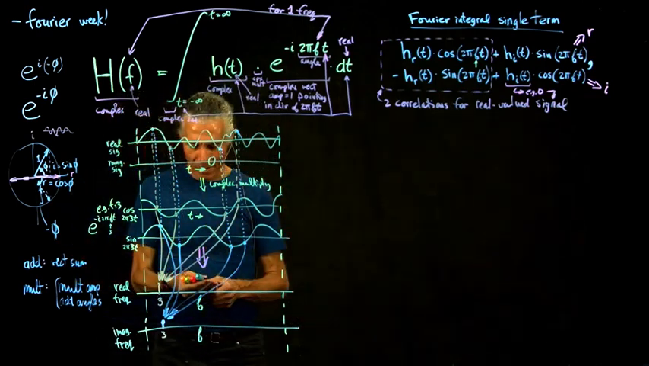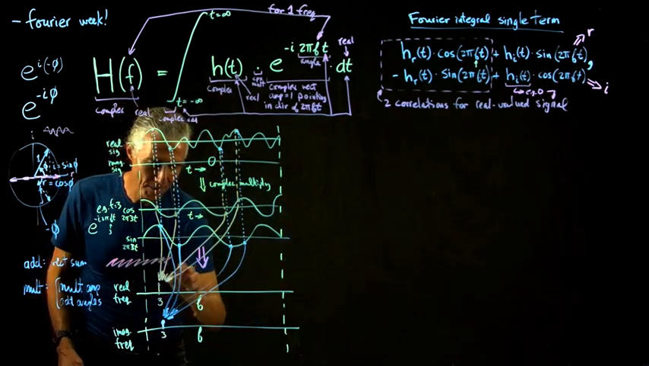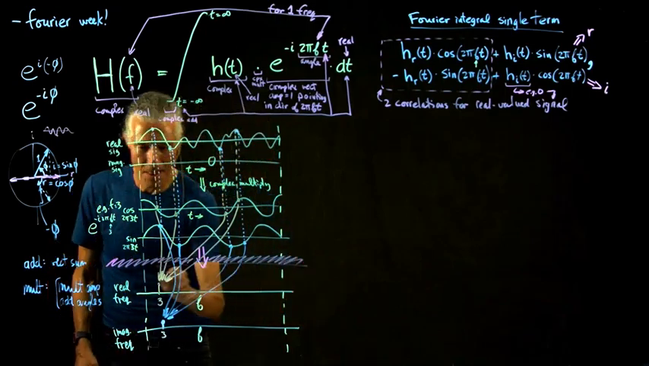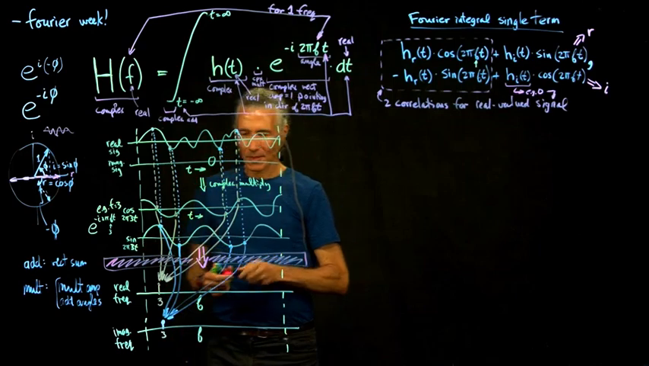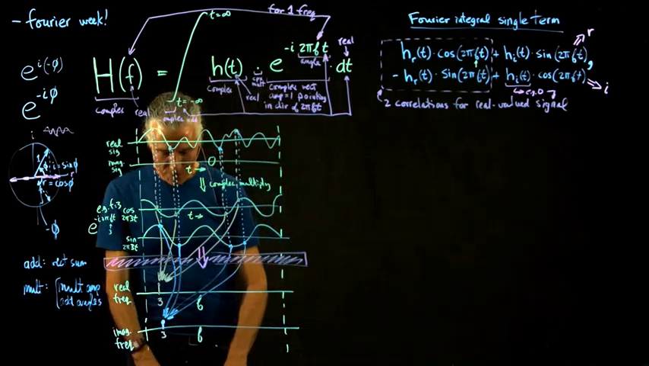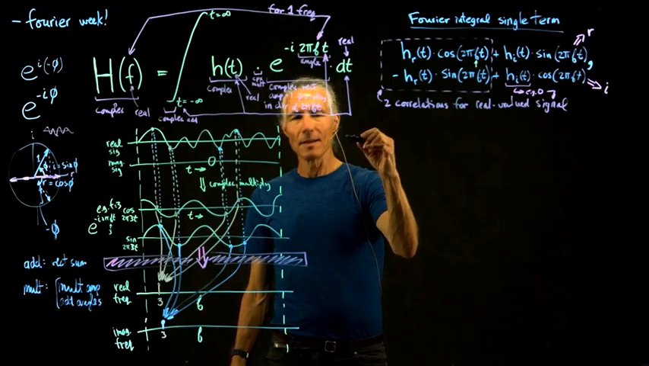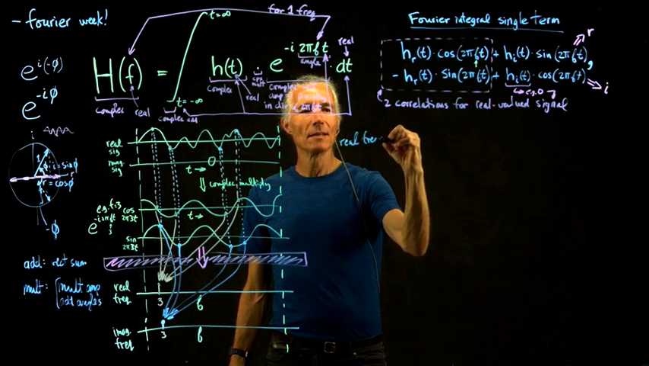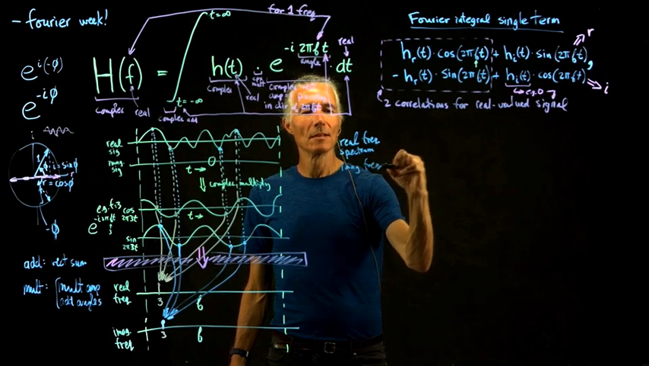Okay, so now we've entered Fourier land. So here's the divide right here. We're now in frequency land. That's the big divide. So if we did that for everything, what would we end up with? We would end up with the real frequency spectrum and the imaginary frequency spectrum.